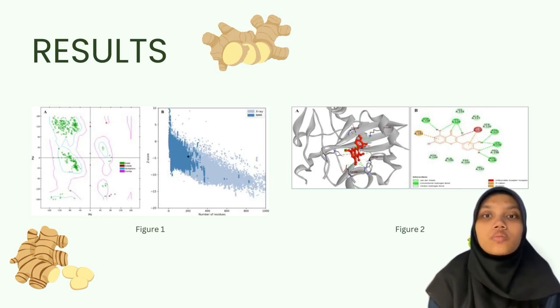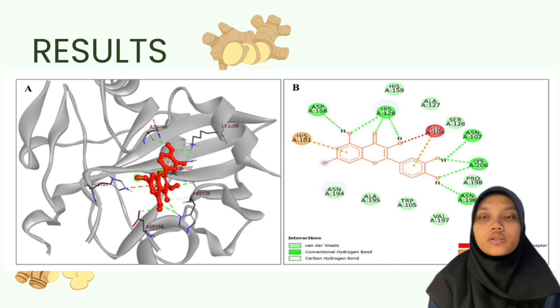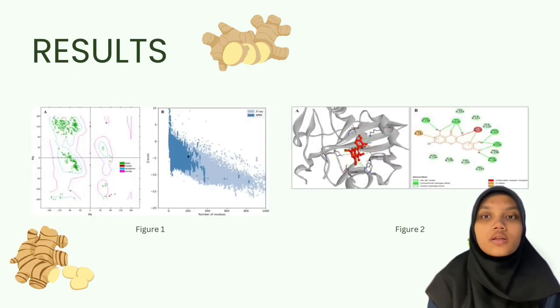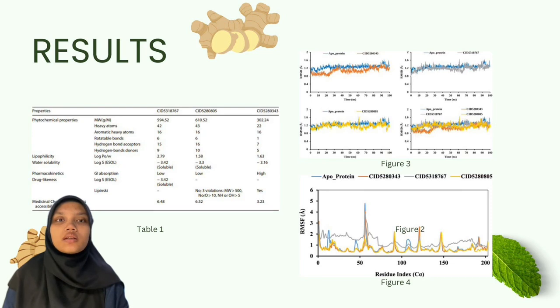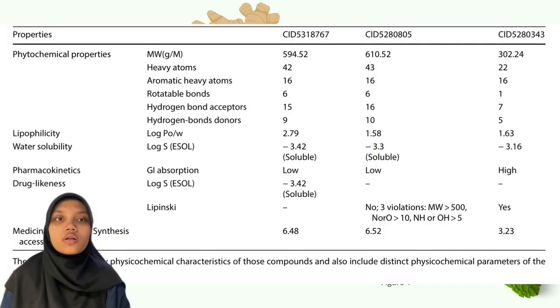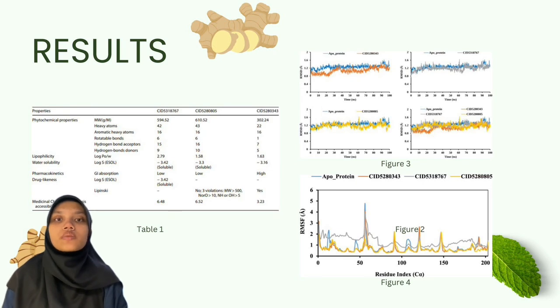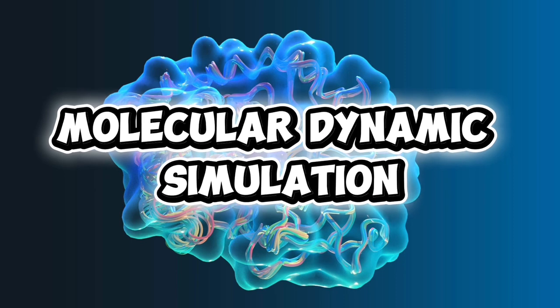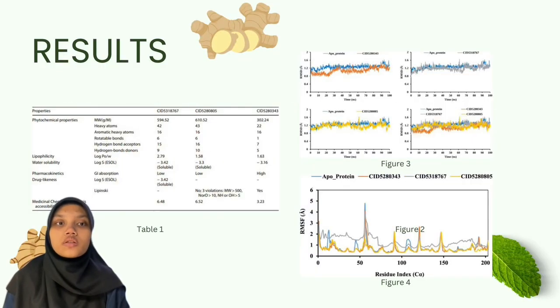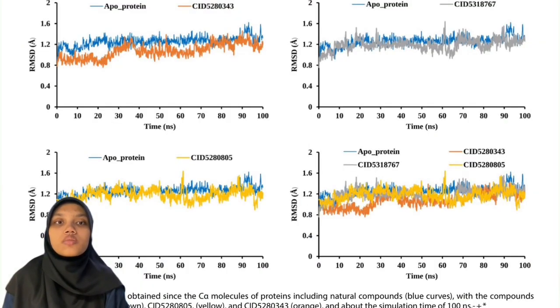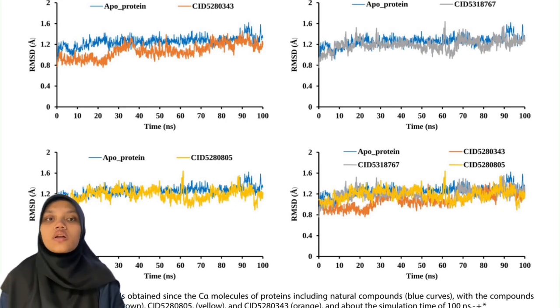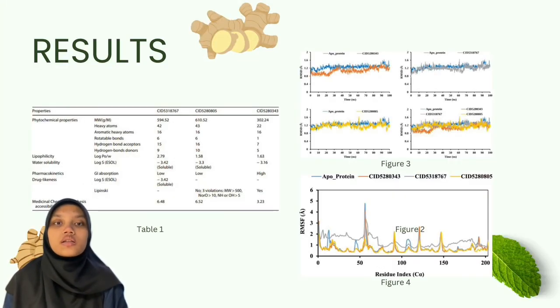Figure 2 shows that these compounds form hydrogen bonds and hydrophobic interactions that help stabilize the binding within the active site. We then evaluated the biological properties of these compounds. As shown in Table 1, all 3 compounds displayed acceptable solubility and good predicted absorption, suggesting they could function effectively in biological systems. To test binding stability, we ran a 100 nanosecond molecular dynamics simulation. The RMSD plot in Figure 3 shows that the complexes reach a stable structure near the end of the simulation, which means the compounds did not detach from the protein.